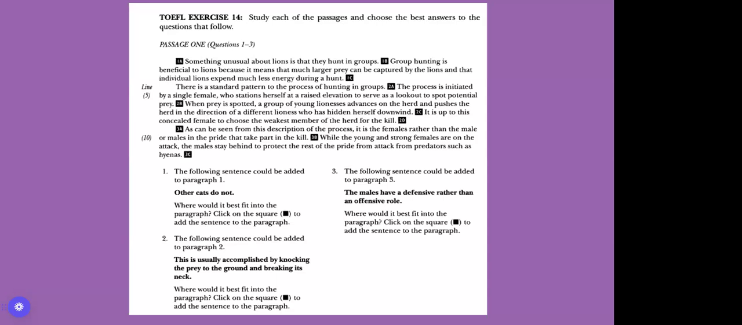Okay, let's check the answers. Here we go. 1B, in here. Number 2, D, at the end of the paragraph. And number 3, B, here, right in the middle.